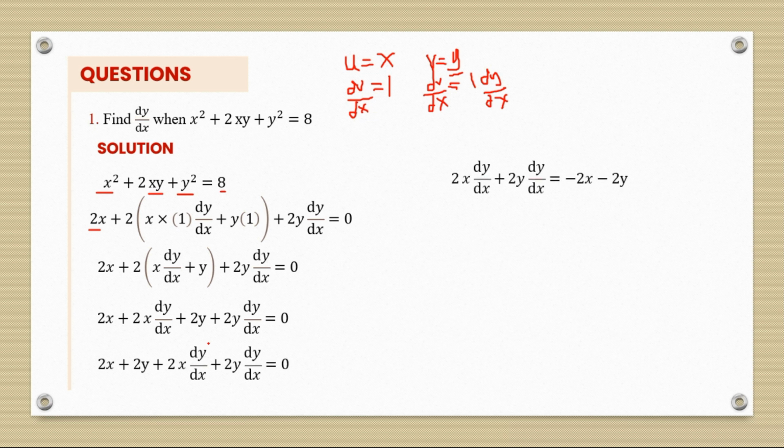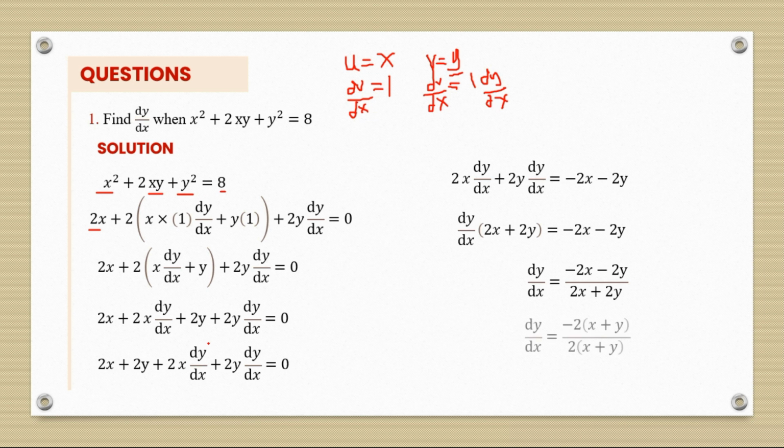So now we're going to take the other values to the right hand side of the equal sign, and this is what we're left with. Now on the left hand side, we're going to factorize out the dy/dx because we are looking for dy/dx, so we're going to make it the subject. So dy/dx shall be equal to negative 2x minus 2y over 2x plus 2y.